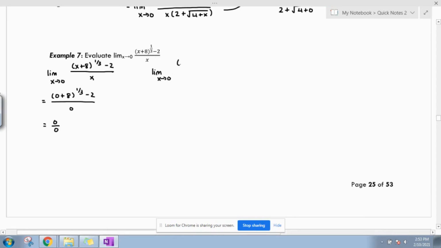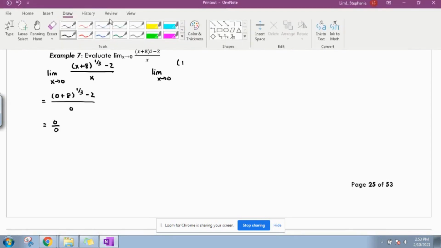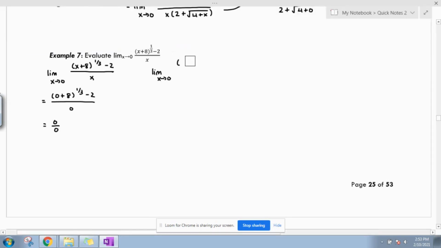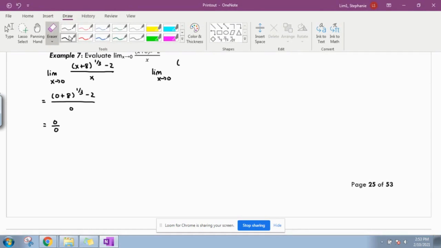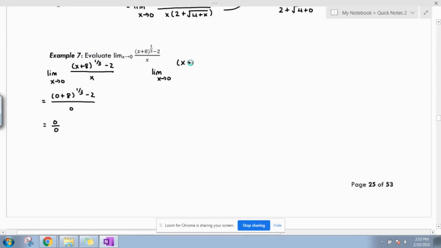And I know what comes to mind first is, well, miss, it looks like something that we could have factored, but I don't know how to factor with fractional exponents. So how are we going to approach this question? We're going to use something called the change of variable. So you're going to listen very carefully.